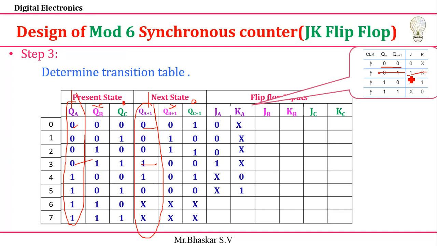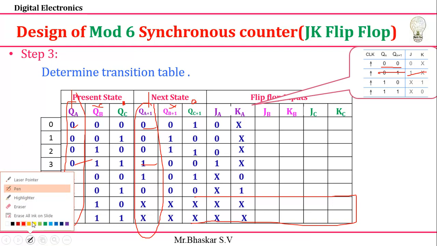I can fill the remaining ones. You can see all these 4 blocks are filled by x's only, because we can't predict the state. Here it is x, maybe it is 0 or 1. That's why we are going to fill in x and x only. Clear?